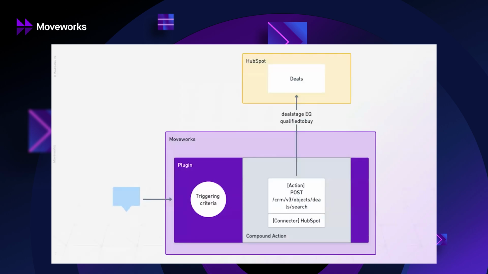For the query use case, this is the general structure, and I think you'll find that largely this is how these use cases are structured across multiple HubSpot use cases. A user comes to the bot and triggers some plugin, which is comprised of the triggering criteria and a compound action. The compound action will be either a list or a set of different actions, but in this case, for the query, it's really just one action. The action is to query or search for deals with some predefined parameters, in this case deal stage is equal to qualified to buy. We're going to pull that directly from HubSpot using our HubSpot connector, and then format that data and return it to the end user.